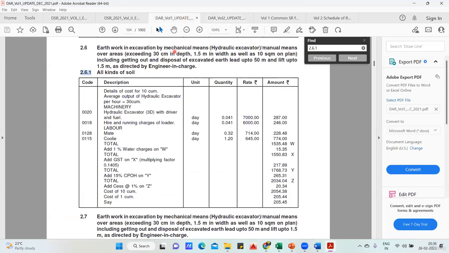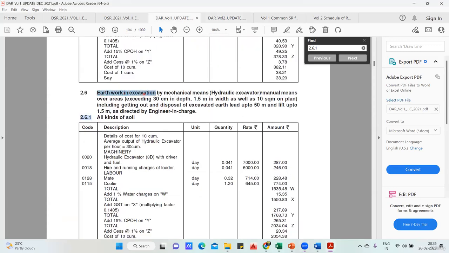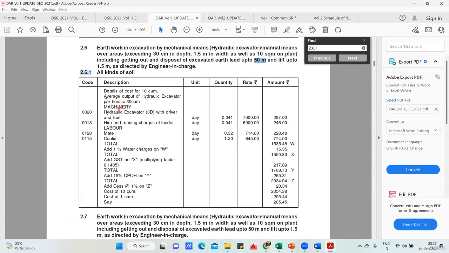Okay. So you have to go to the DAR volume 1. There it is given: earthwork in excavation by mechanical means. Mechanical means, you are using a hydraulic excavator. Okay. Or manual means over an area exceeding 30 centimeter in depth, and so on. Okay. Where your lead is up to 50 meter and lift is up to 1.5 meter. So it is given something like this.